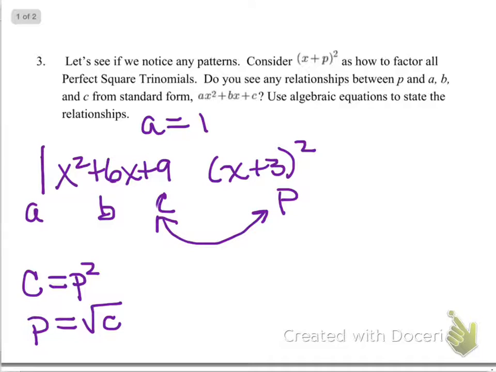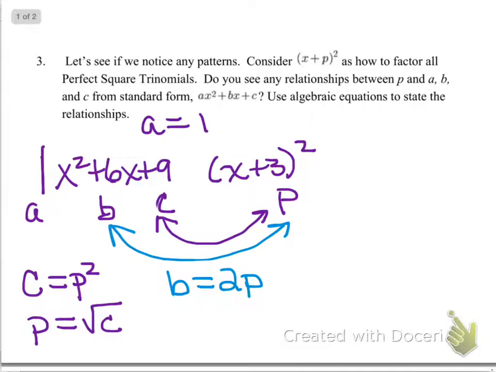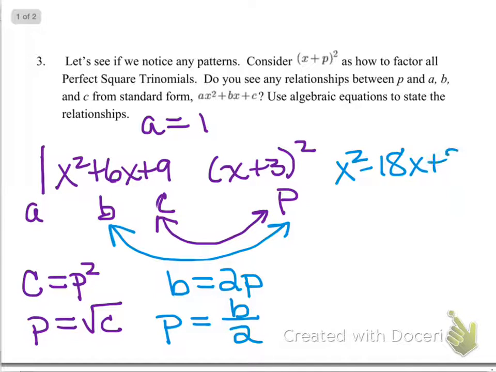Okay. Next, I compared B and P. Let me do that in a different color, might make it easier to see. Okay, so we'll compare B and P. And when I look at B and P, I see that B is double P. So again, if I'm trying to find P, because I'm trying to go to factored form, P has to be half of B.